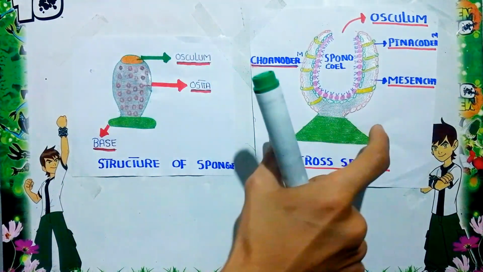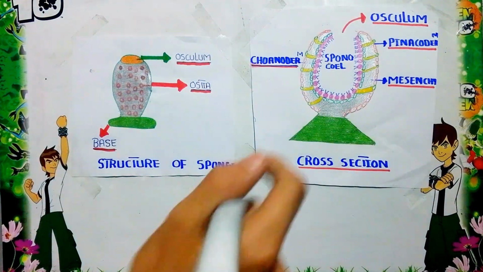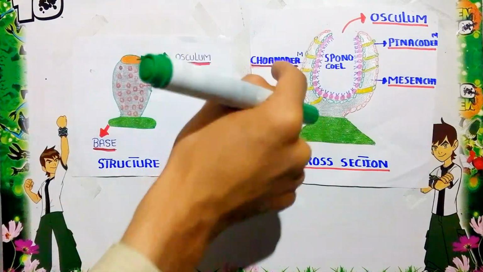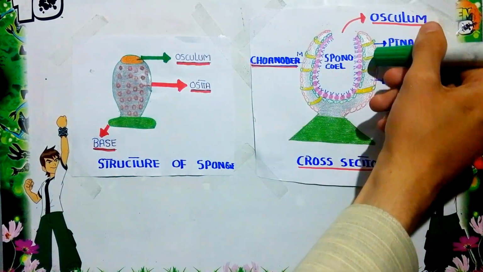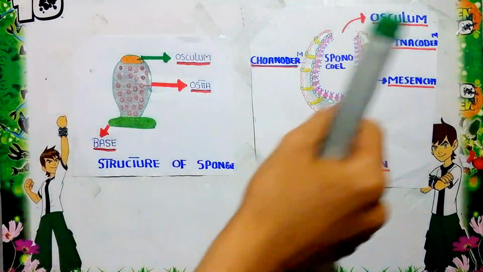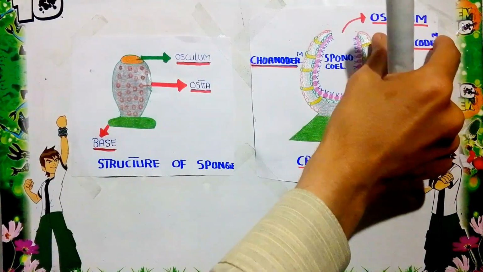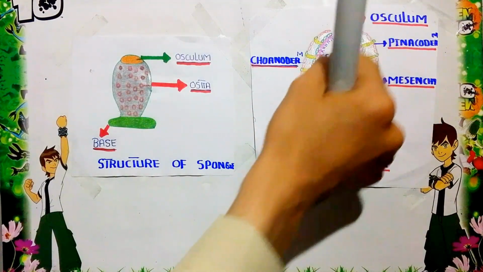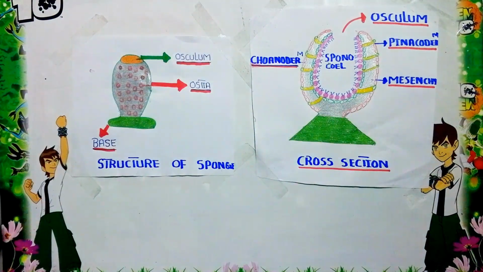So this is actually the base through which it is attached with the substratum. Now you can see here a tiny outer cellular layer that is called the pinacoderm. This is the pinacoderm, which contains pinacocyte cells. So this is the pinacocyte cell. Now this is exopinacoderm, while here at the lining of the incurrent canal, this is actually the endopinacoderm.